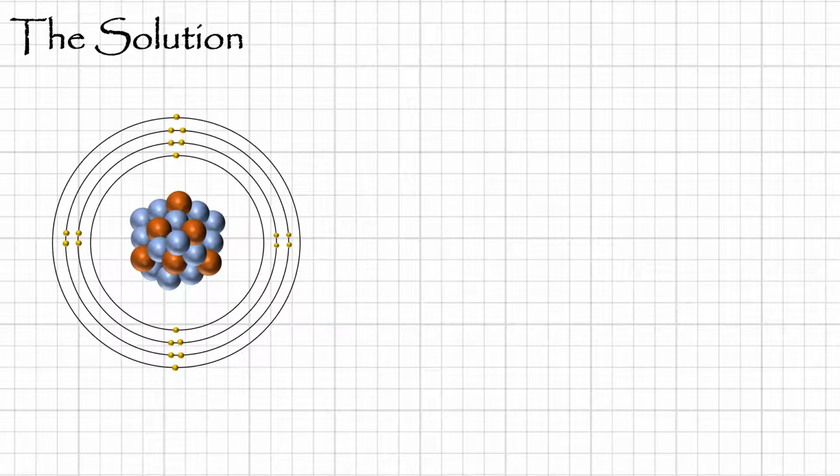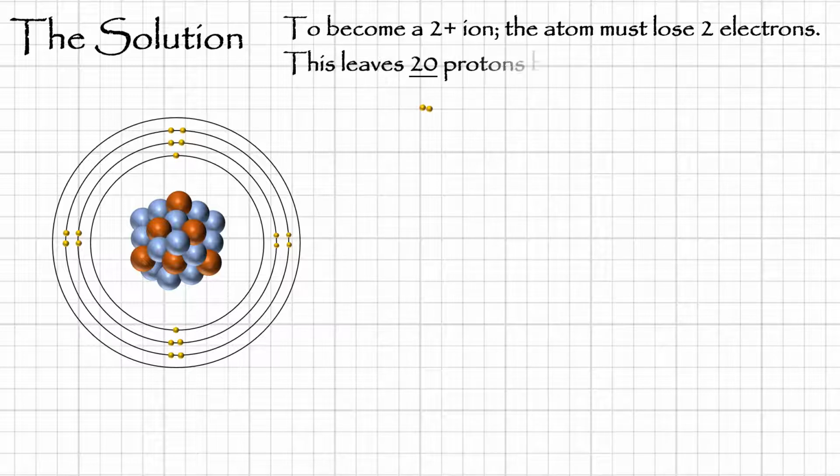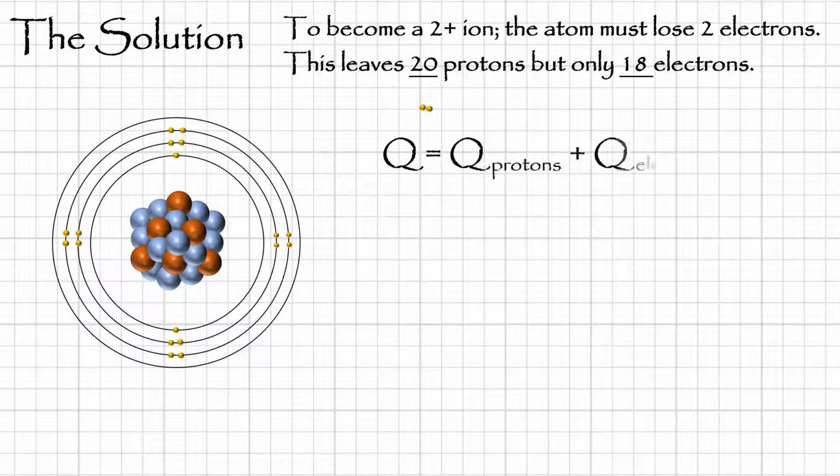The first thing to consider is the fact that we have an ion. As it's a 2+ ion, that means it must have lost 2 electrons. This leaves 20 protons but only 18 electrons. So we need to set up the problem by finding Q and M.